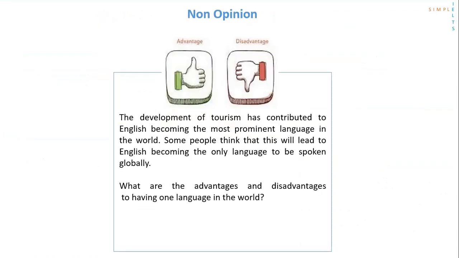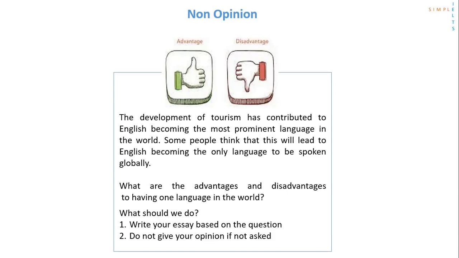Let's discuss the non-opinion essay. There are some variations to the non-opinion essay. In this slide, I just give you one of the many examples, which is the advantage and disadvantage type. So let me read the example for you. The development of tourism has contributed to English becoming the most prominent language in the world. Some people think that this will lead to English becoming the only language to be spoken globally. The question is, what are the advantages and disadvantages to having one language in the world?